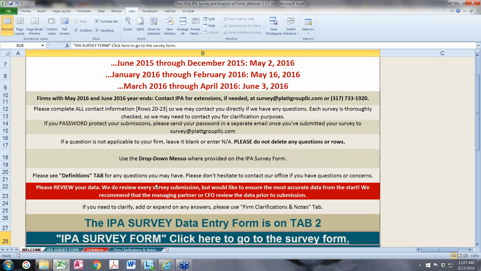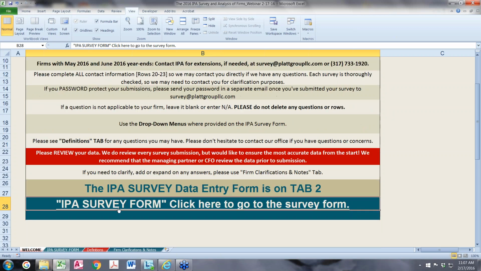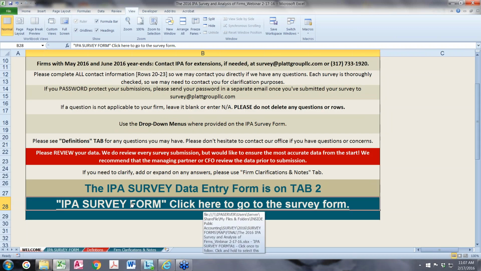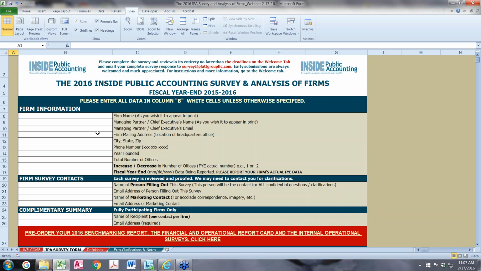As you look through the welcome page, you will see various instructions, guidelines on what to do, how to fill out the form, and best practices to follow. To get to the actual survey form itself, click in the area in blue at the bottom or on the actual IPA survey form tab in the same color, and that will take you right to the data entry area.